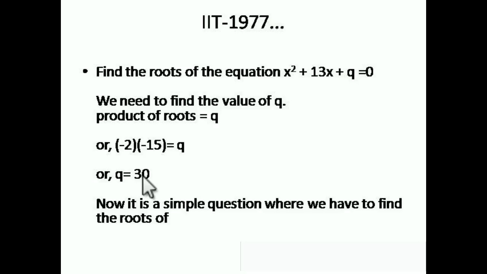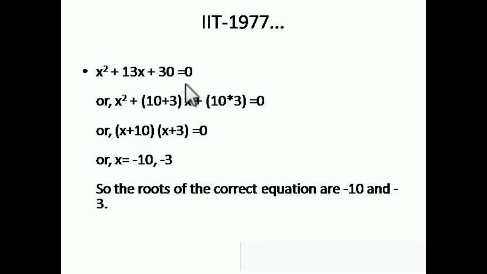And now just simply put this q is equal to 30 here. So we have x square plus 13x plus 30 is equal to 0. That means x plus 10 into x plus 3 is equal to 0. So x is equal to -10 or -3. So the correct roots are -10 and -3. Okay, very simple question. You just need to know the basics. Okay, and how to apply it.